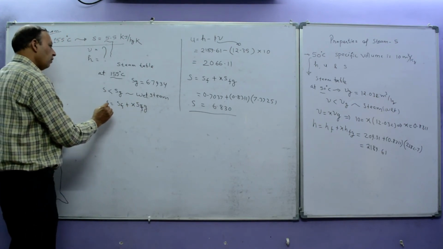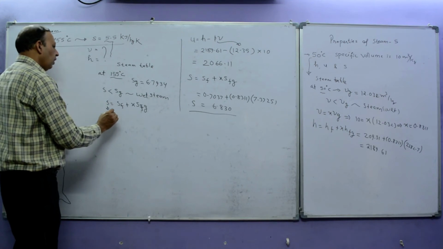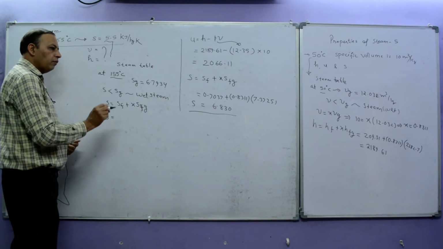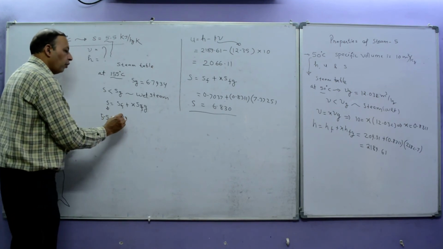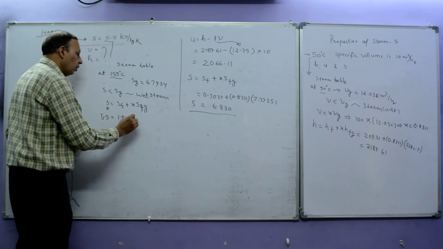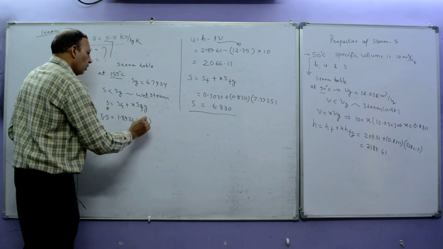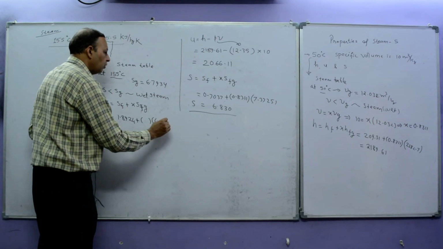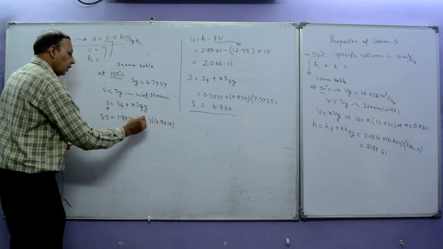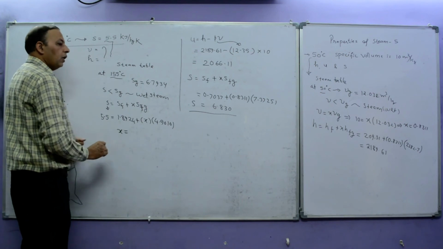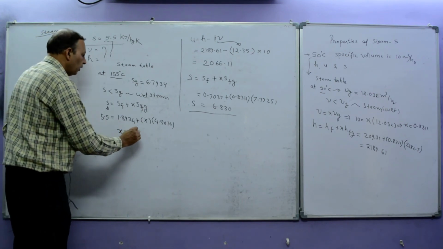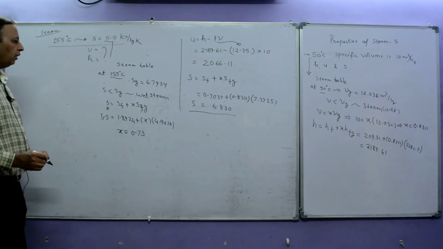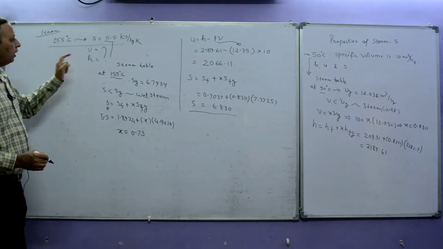If the steam is wet, we will calculate its dryness fraction with the help of this formula: S is equal to SF plus x SFG. Here S is given 5.5, and SF and SFG you will get from the steam table at 155 degrees. It is 1.8924 plus x into SFG, that is 4.9010. This is x, so you will get the value of x as 0.73.